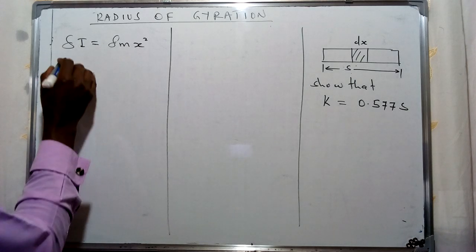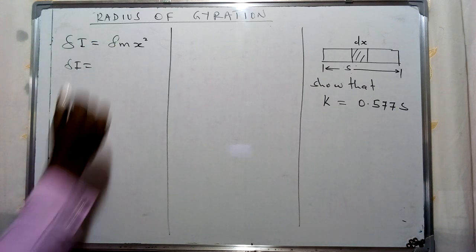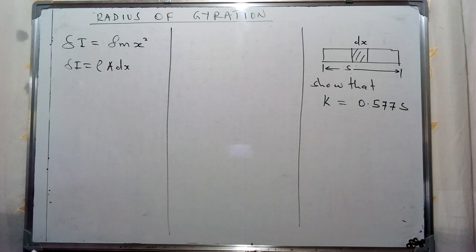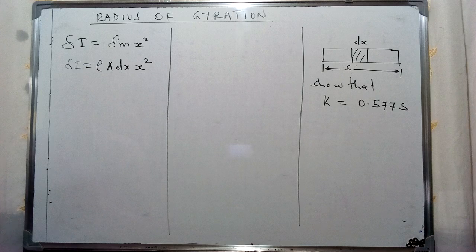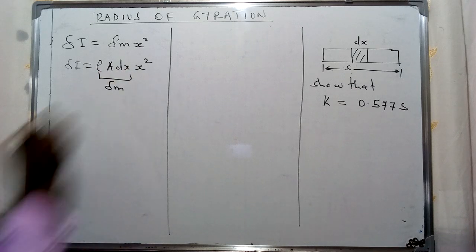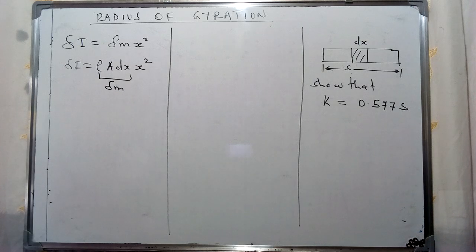We had said that we can represent this mass as a product of various entities. So we're going to have sigma m represented in terms of rho a dx, and of course that is going to be multiplied with the square of x, x squared. So this is going to represent our sigma m, and we are going to utilize such an approach as we proceed.